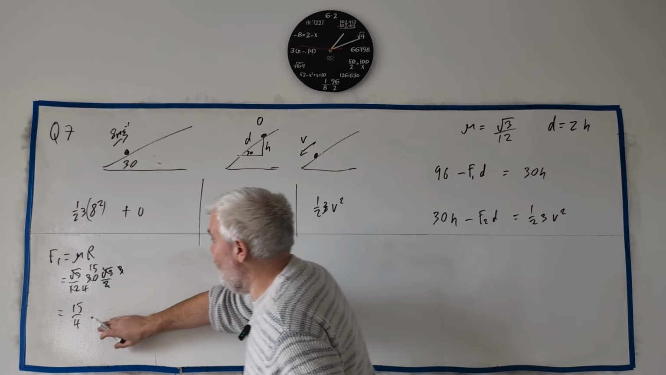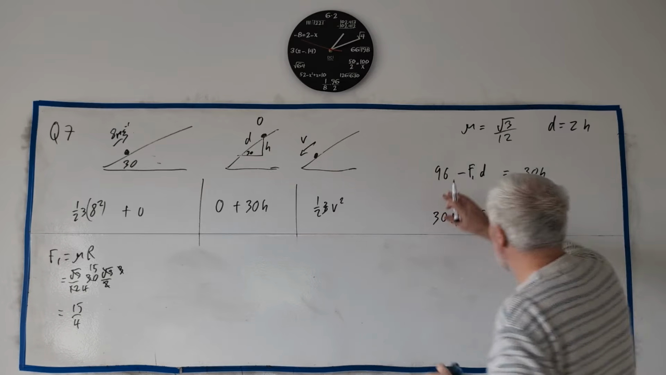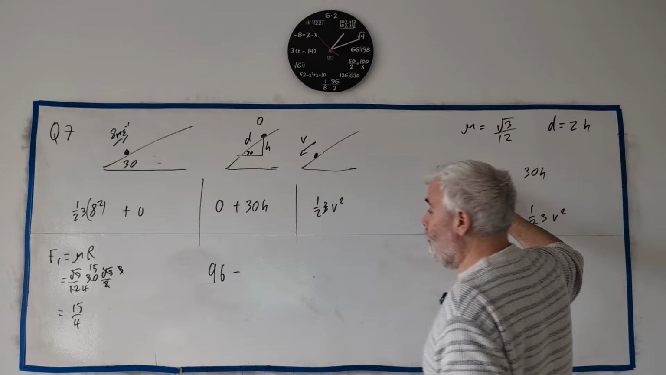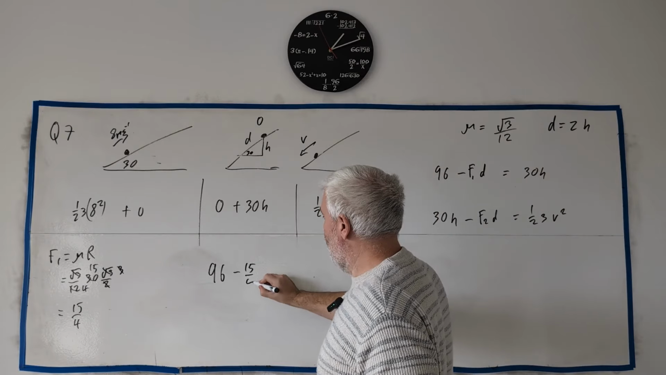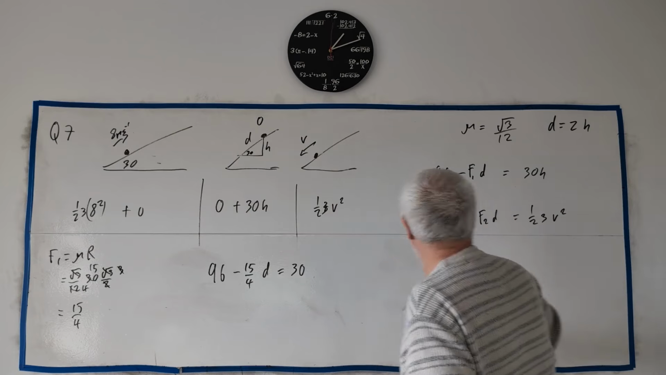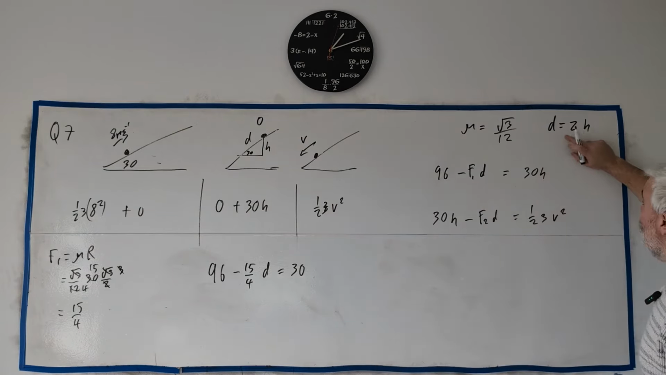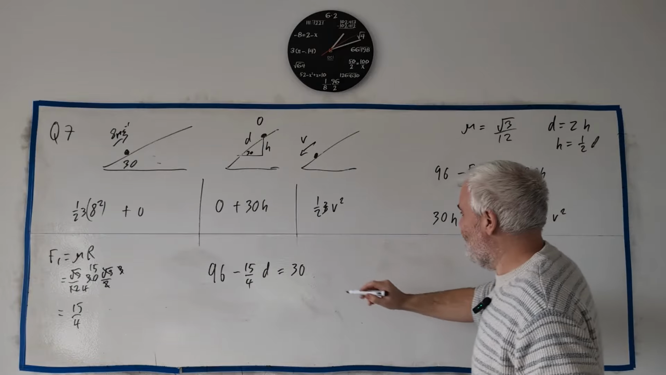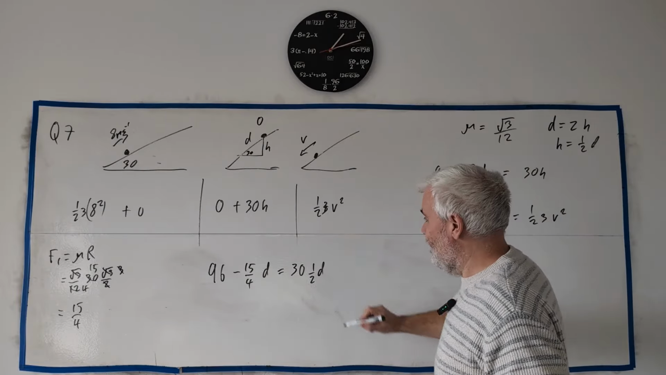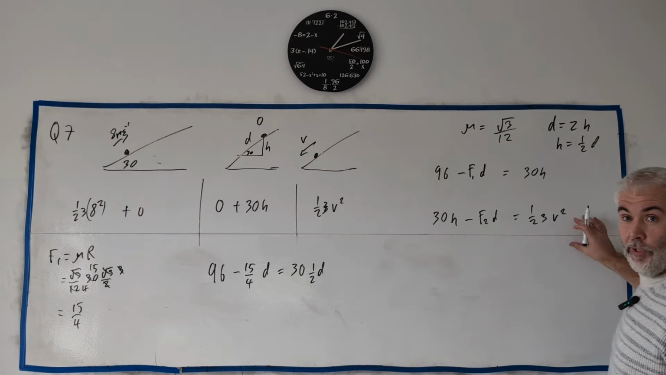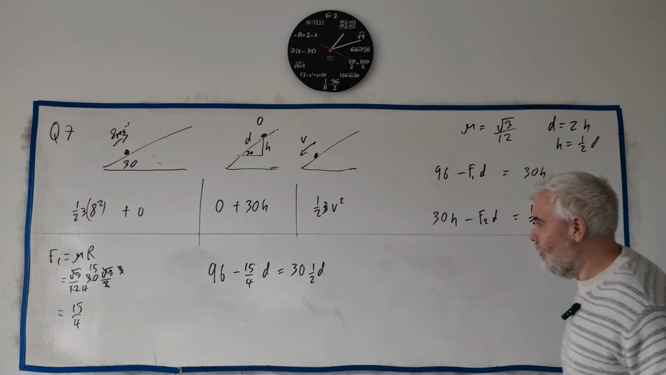We'll just realize we have the force number here, so I can rewrite a lot of this. This equation here, I'm going to write as 96 minus F1, which is now 15 over 4. I just don't know D equals 30. I don't know H, but remember, I know D and H. H is equal to half D. So let me change H: 30 times a half D. This is one equation. I can solve for D, and then hopefully we'll solve this for V, would be the plan.